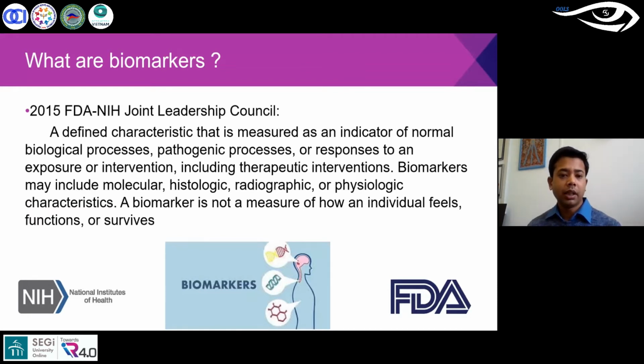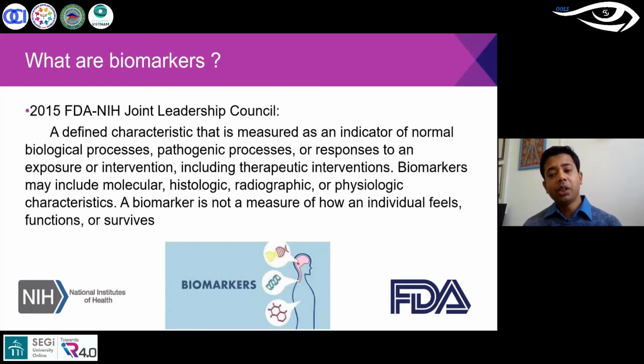So what are biomarkers? Biomarkers are quite well researched in other parts of the healthcare and medical systems. It's a defined characteristic that is measured as an indicator of normal biological processes, pathogenic processes, or a response to an exposure or interventions, including therapeutic interventions. They may also be molecular, histological, radiographic, or physiological characteristics. Now, it's not a measure of how a patient feels, functions, or survives.